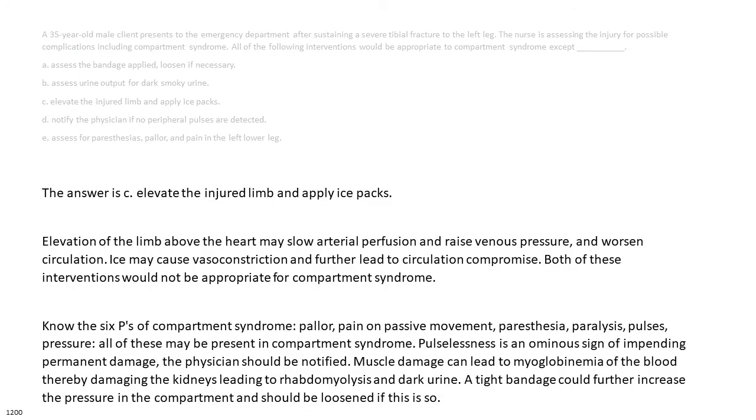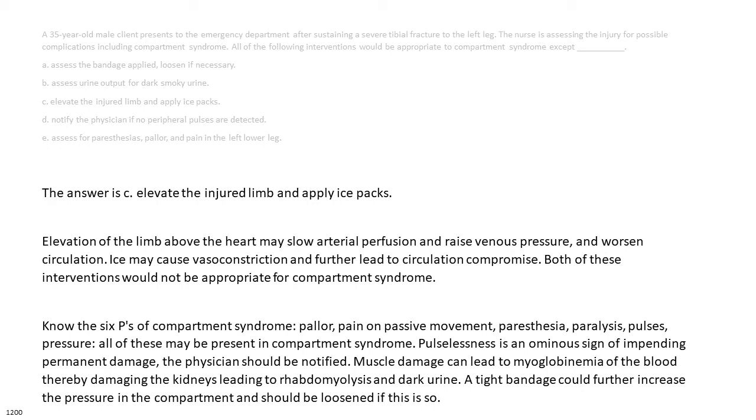The answer is C. Elevate the injured limb and apply ice packs. Elevation of the limb above the heart may slow arterial perfusion and raise venous pressure, and worsen circulation. Ice may cause vasoconstriction and further lead to circulation compromise. Both of these interventions would not be appropriate for compartment syndrome.